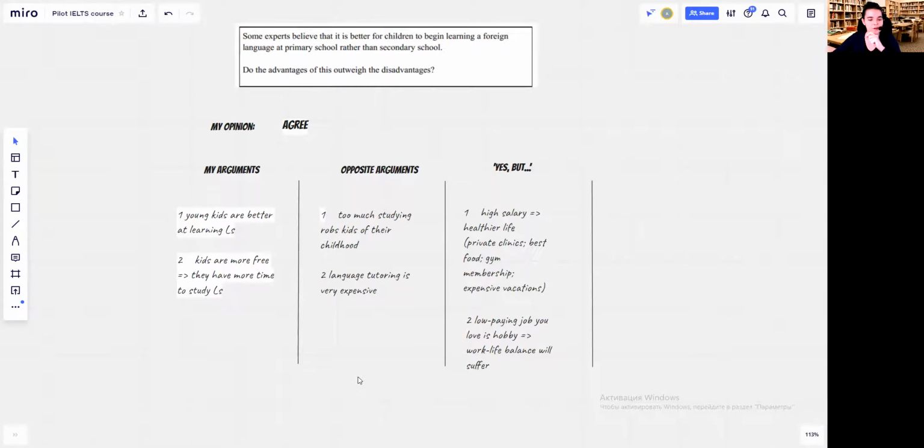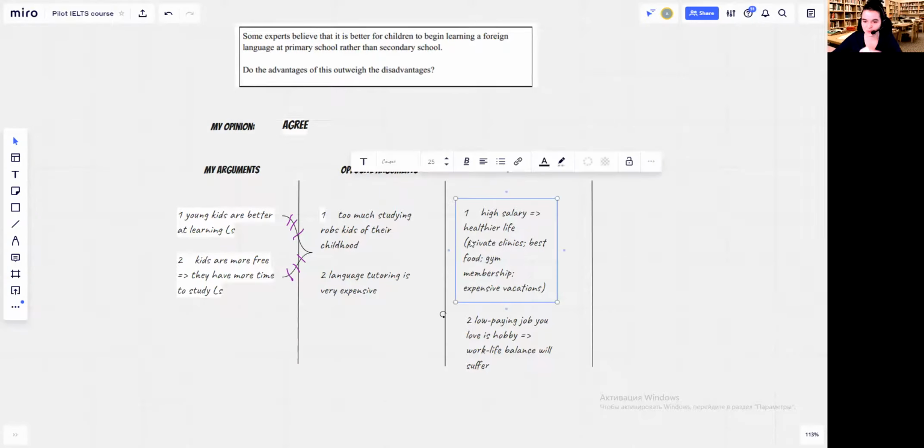This is, by the way, a very important thing to remember about. Now, these opposite arguments don't have to be directly related to your own arguments. No, you don't have to make them related. I'm going to cross them out. What is important to keep related, however, is the opposite arguments column and the yes but column. These absolutely have to be related.